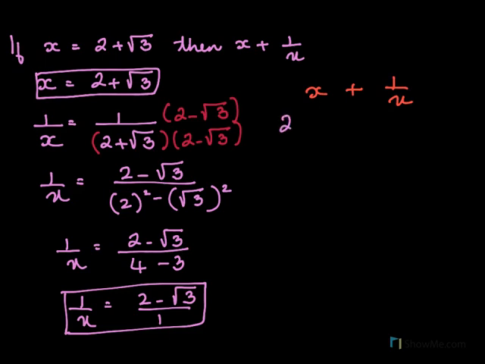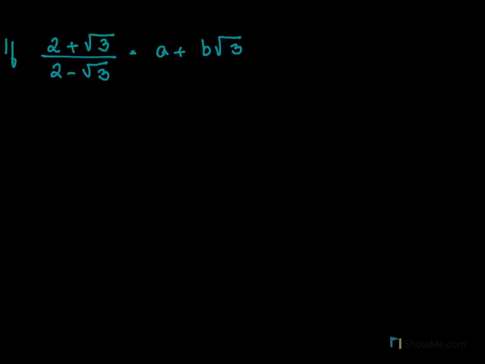The value of x we know is 2 plus root 3, and the value of 1 by x we have got here, 2 minus root 3. Here's a little mistake, should be 3 here. So this cancels out. 2 plus 2, answer 4.